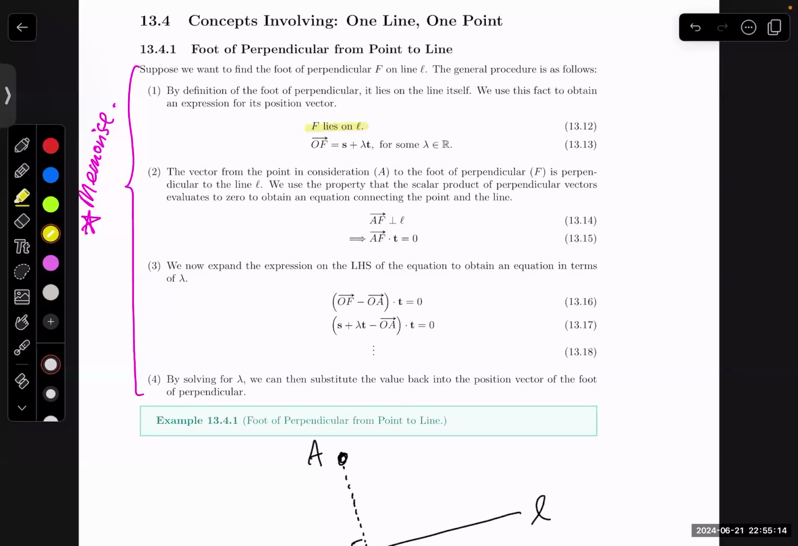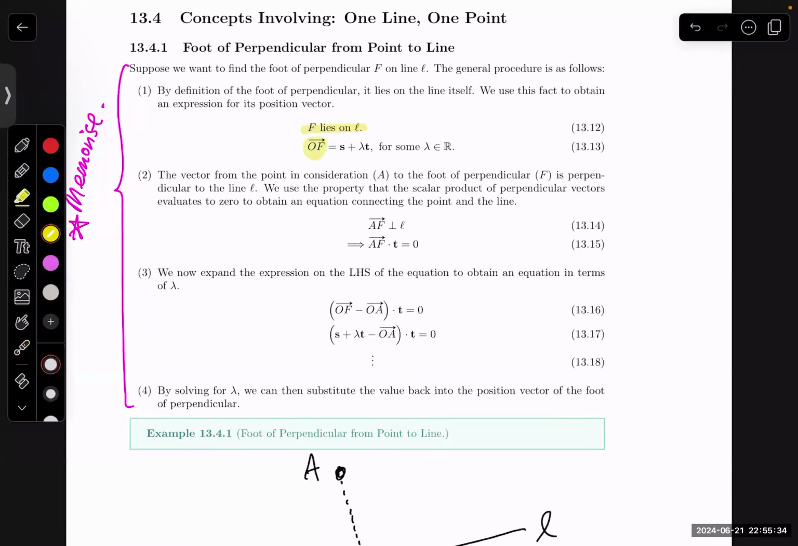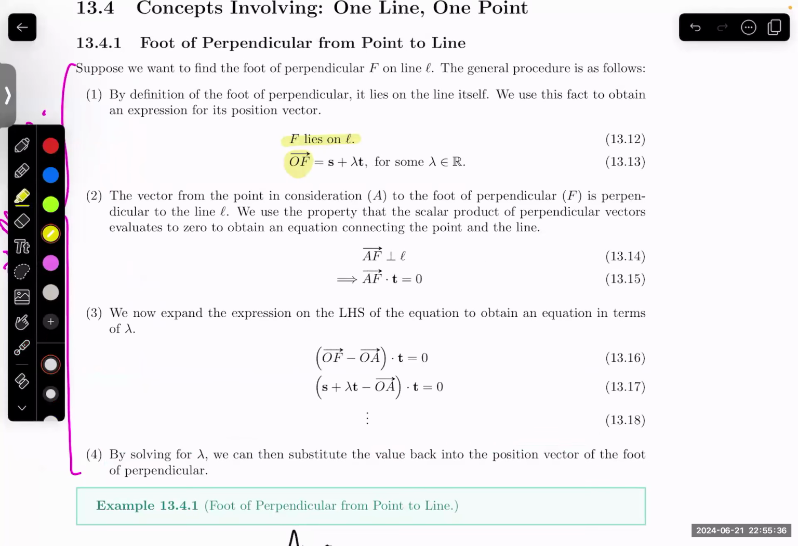But instead of an arbitrary point, is the position vector of this foot of perpendicular. Usually we call the foot of perpendicular F, because foot. Then the position vector of this foot of perpendicular will be vector OF. Okay, and notice that I write down for some lambda, because it's a specific lambda.